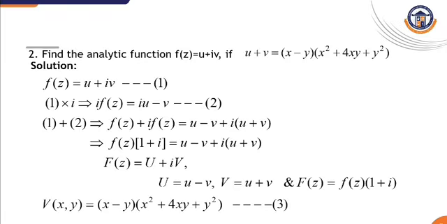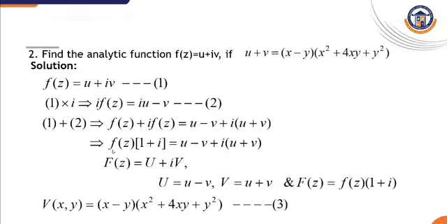We cannot identify what the given function u or v is, so we use our analytic function ideas. Let me define f of z equal to u plus iv. The first equation we multiply by i, so we get i into f of z equal to iu minus v. Adding the two equations, we get f of z plus i f of z equal to u minus v, which is a real value, plus i into u plus v. So we take f of z common: 1 plus i times f of z equal to u minus v plus i into u plus v.